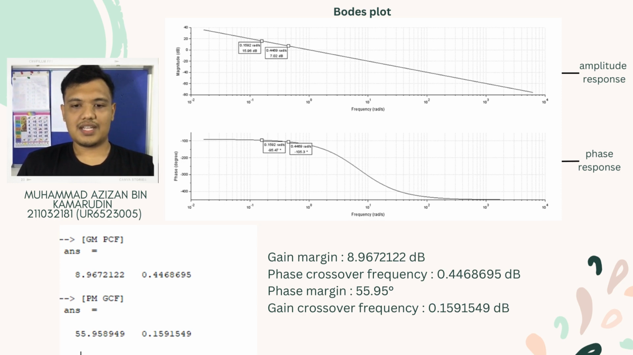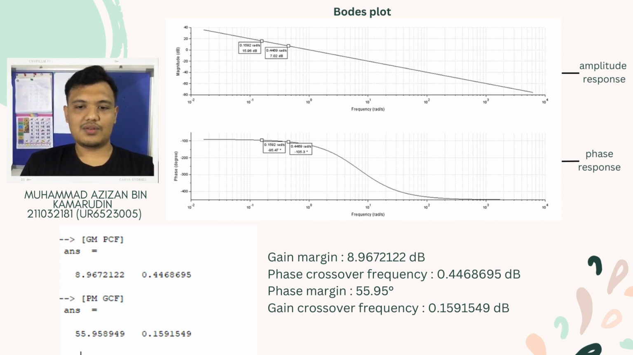The gain margin produced from Scilab is 8.9672122 decibel. The next one is the phase crossover frequency, which is equal to 0.4468695. Okay, for the next one, we move to the phase margin, which is equal to 55.95 degree. And the last one is the gain crossover frequency, which is equal to 0.159549.